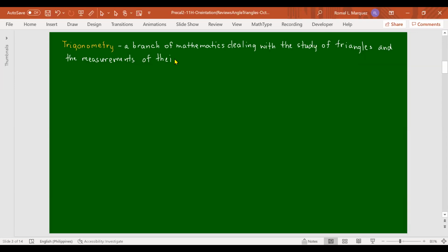And when we say parts, we mean what? What parts are we referring to in the triangles, guys? Sides and angles po. The sides and angles.